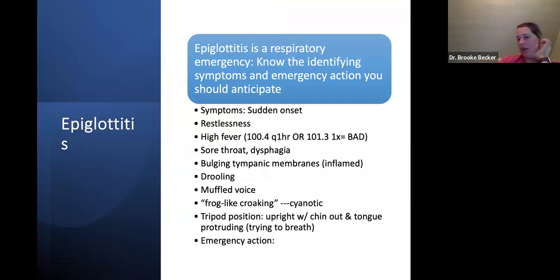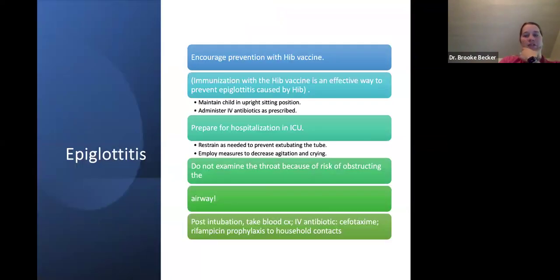It may have some inflamed, bulging tympanic membranes that kind of look like an ear infection. Okay. High fever usually as well. So epiglottitis has been significantly prevented because of the Haemophilus influenzae vaccine, or the HIB vaccine, that we give kiddos now.